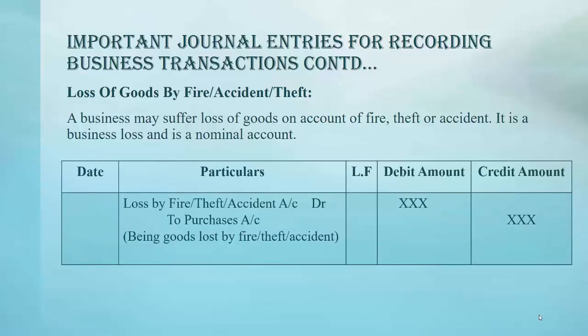Loss by fire, theft, accident account debit to purchases account. Here purchases account is credited because the goods are destroyed, and the rule for the real account will be applied on purchase account, and the loss by fire, theft, accident account is debited because it is a nominal account, so the rule for the nominal account will be applied on this account. After that, we have to put the narration, that is being goods lost by fire, theft or accident.